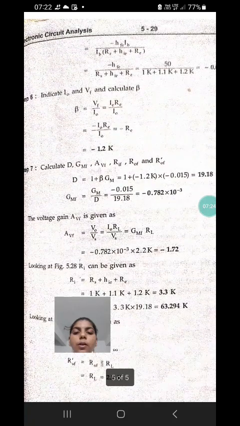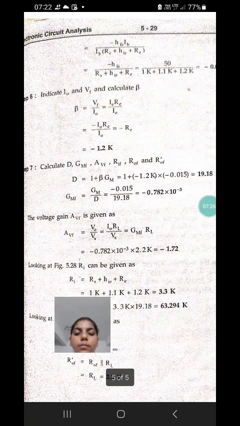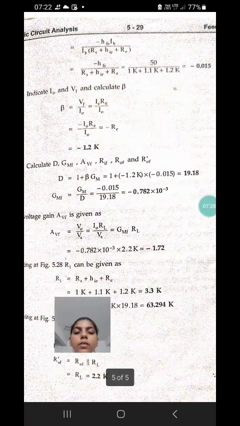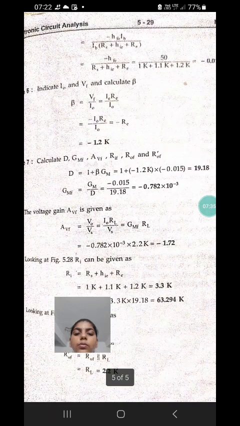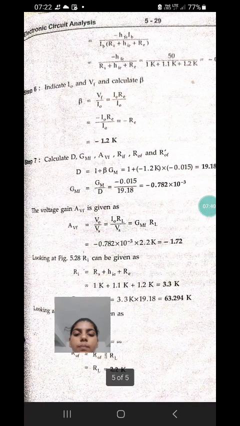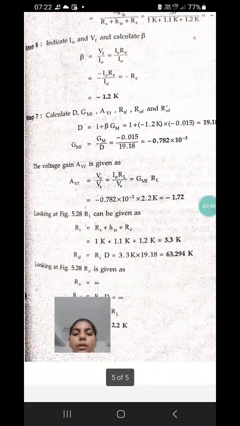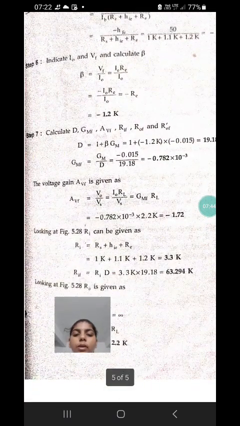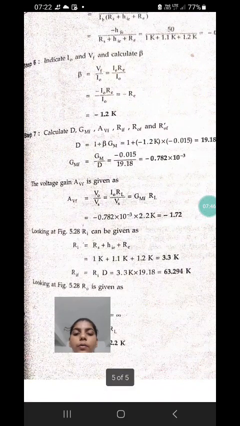Desensitivity means 1 plus beta Gm. We know the Gm value and beta value, so substitute in the equation. Gm with feedback, Gmf, equals Gm by desensitivity. We know the Gm and desensitivity values. Voltage gain AVF equals V0 by Vs. V0 is the output voltage, I0 into RL, by Vs. I0 by Vs we denote as Gmf, so AVF equals Gmf into RL.